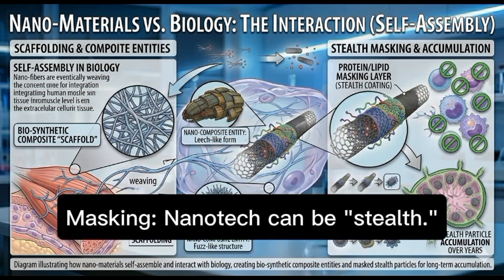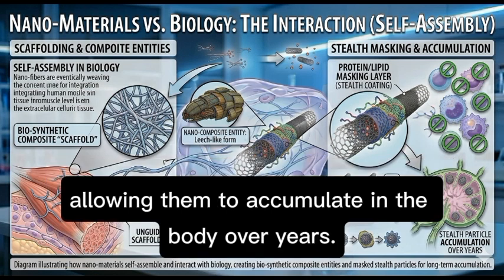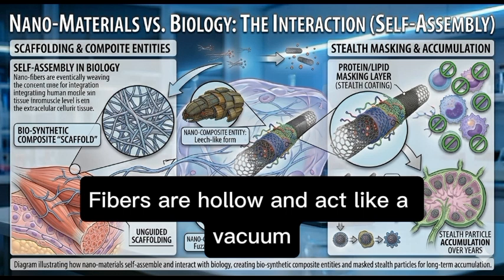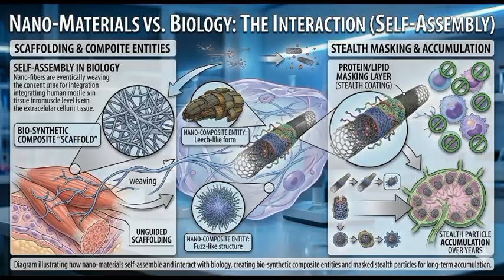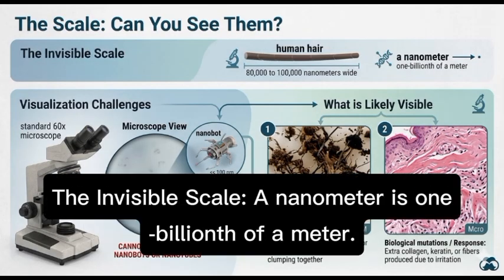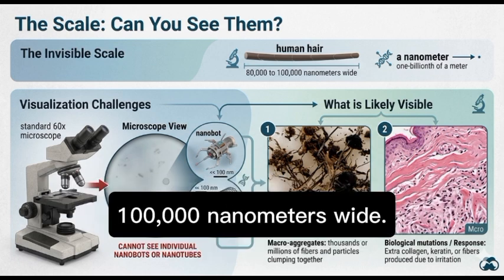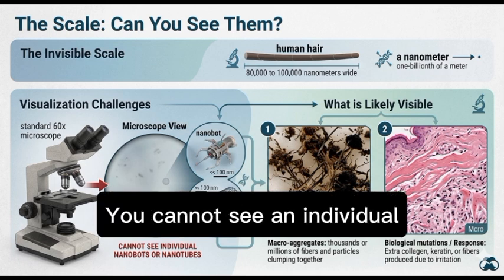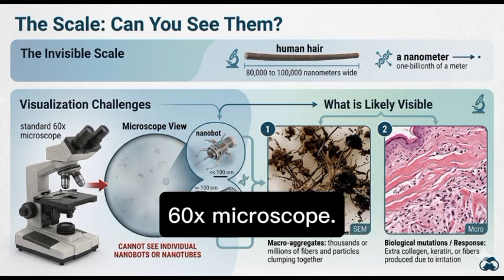Masking. Nanotech can be stealth. Particles can be coated in lipids, fats, or proteins, so the immune system ignores them, allowing them to accumulate in the body over years. Fibers are hollow and act like a vacuum, and can suck in pathogens they come in contact with. The scale. Can you see them? The invisible scale. A nanometer is 1/1000th of a meter. A human hair is about 80,000 to 100,000 nanometers wide. Visualization. You cannot see an individual nanobot or nanotube with a standard 60x microscope.